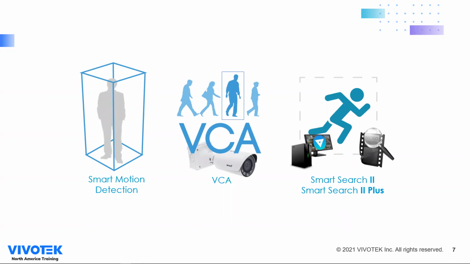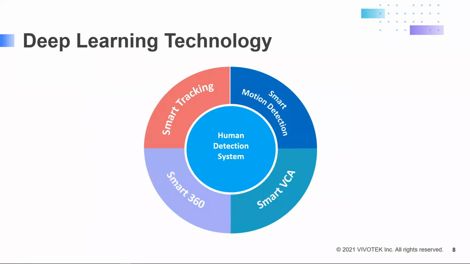Once we can track the human's location, it opens up diverse applications. So let's talk about other parts of the Vivotek deep learning technologies. We're going to go over four technologies that have spawned from being able to detect humans. The smart motion detection, which we just went over, and smart VCA, which is going to be your advanced VCA rules that I'll go over here in a second.